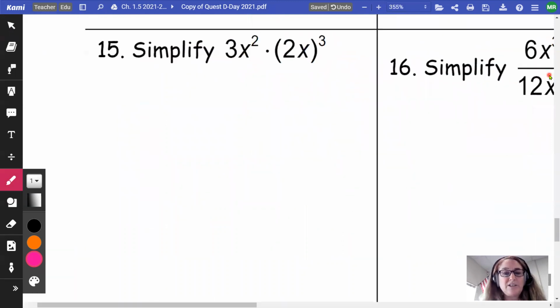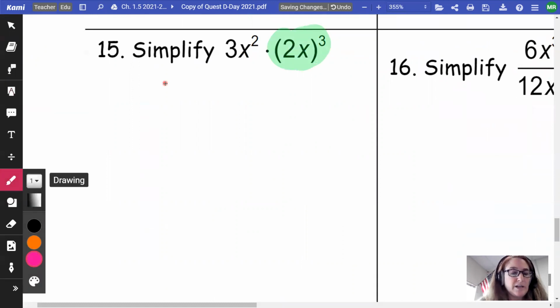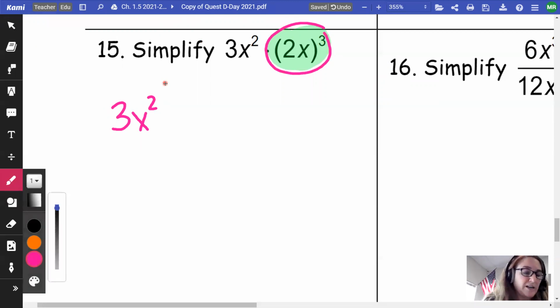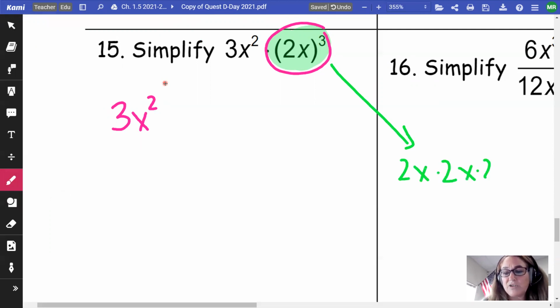Okay, on these problems. So first thing I want to do is I need to deal with this, okay? And just to make sure everyone understands, so here I have a 3x squared, not doing that. This part here, if I was to write it out, just so everyone understands, I'm going to put it here: 2x times 2x times 2x. So I have a 2 times 2, which is 4, times a 2, which is 8. X times x times x, which is x to the third.